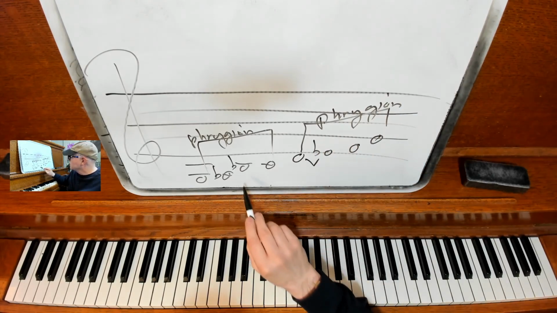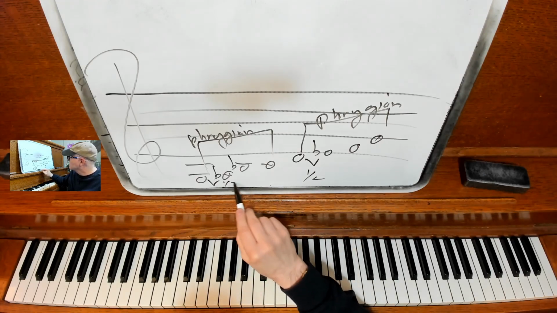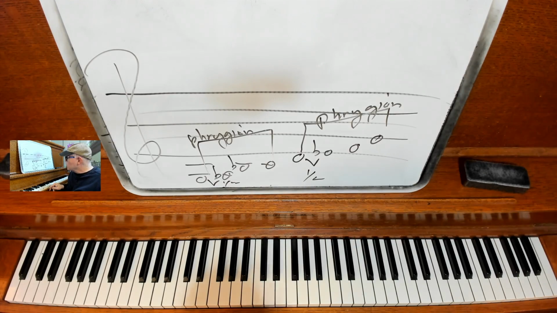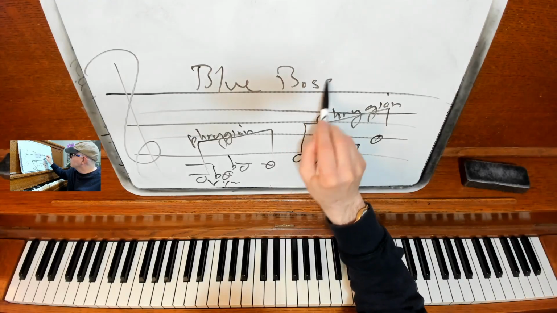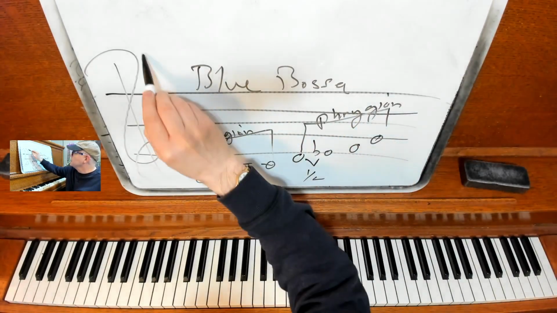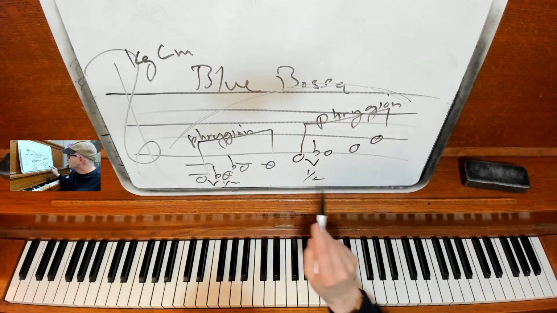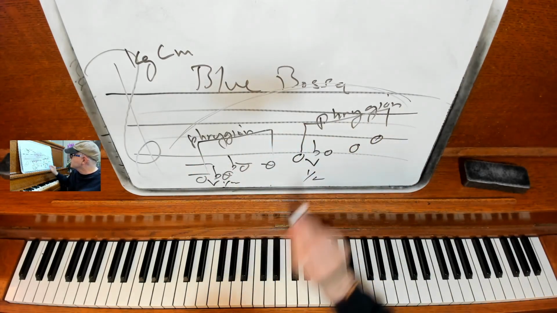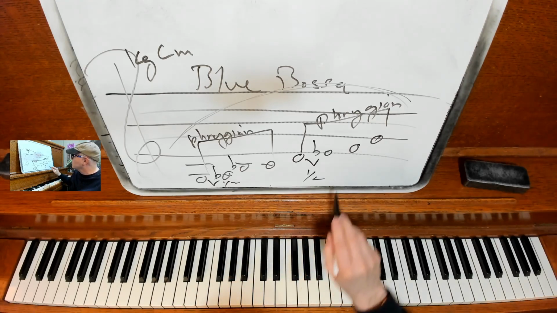There's our half steps, between 1 and 2. Those are our half steps. So even though Blue Bossa is in the key of C minor, what we're hearing is really what? It's really a Phrygian scale. It's really a Phrygian mode is what we're listening to, okay?